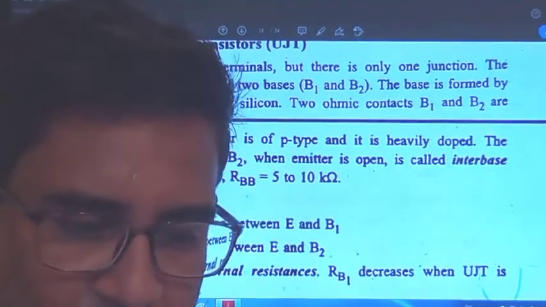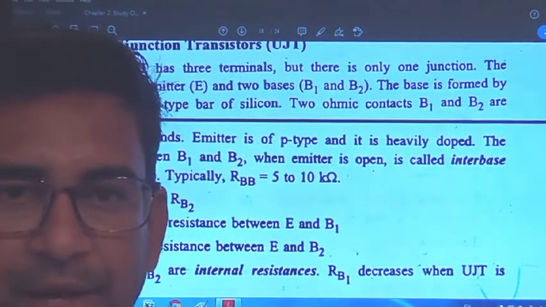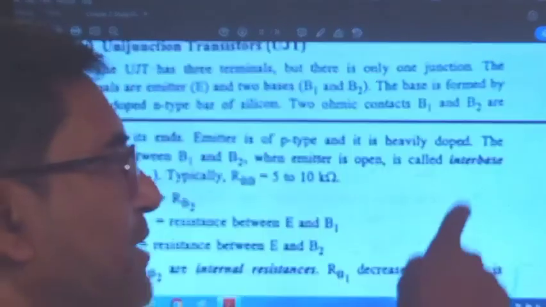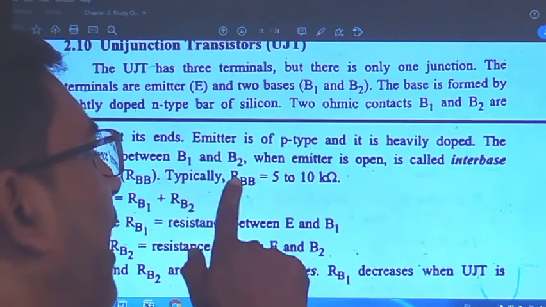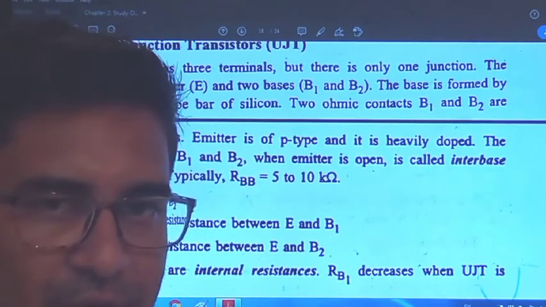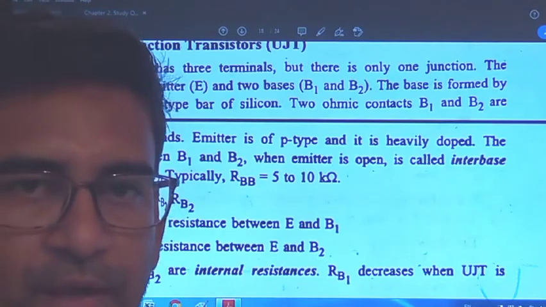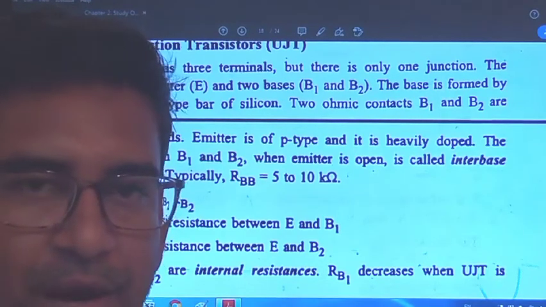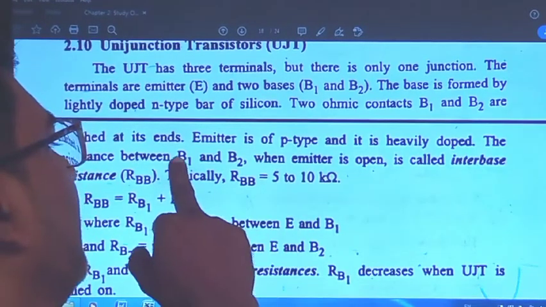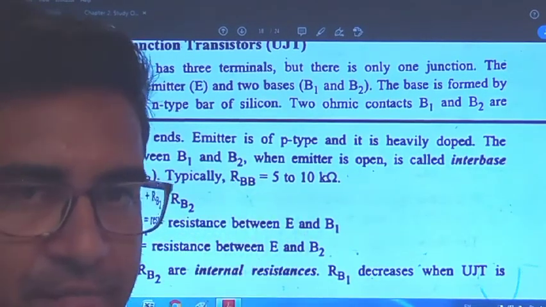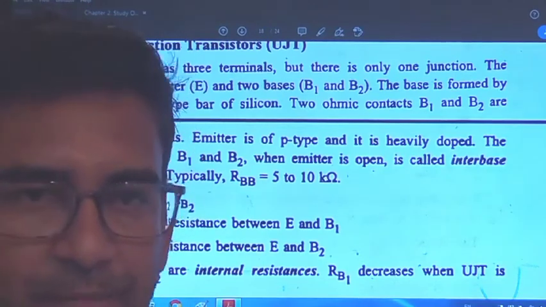The resistance between base 1 and base 2, when the emitter is open, is called the inter-base resistance, that is RBB. RBB typically has a value from 5 to 10 kilo ohms. When RB1 plus RB2 are combined, you obtain the RBB.